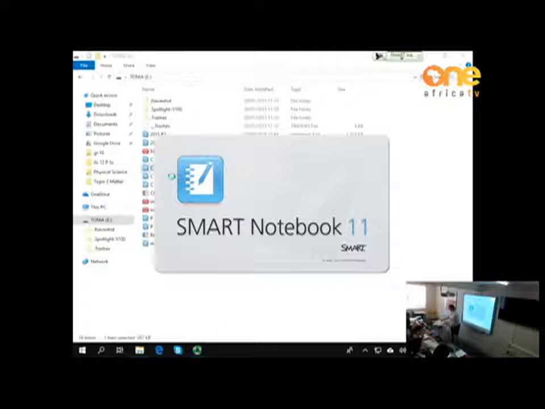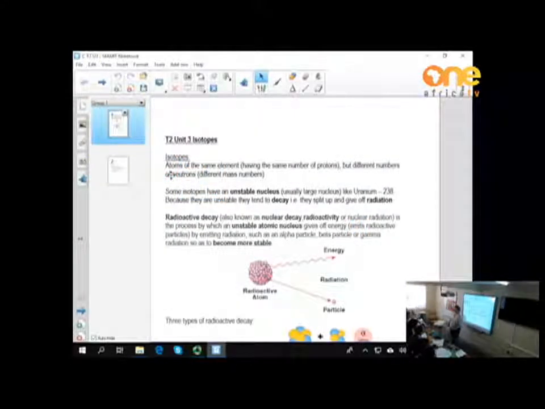Unit 3, the heading is isotopes. Who can give me the definition of an isotope? Yes, atoms of the same element. In other words, they've got the same number of protons, but they've got different mass numbers, which means the number of neutrons. When they ask the definition for isotopes in a test or an exam paper, we had specimen papers, they give isotopes 2 marks.